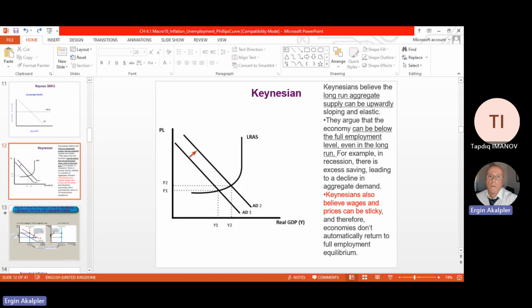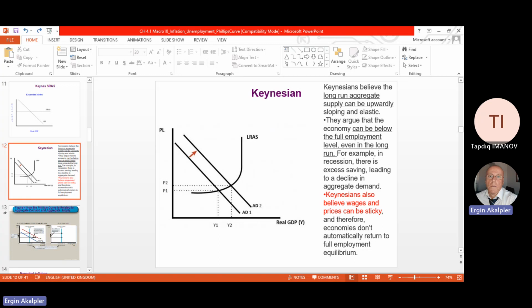And when we are looking at the long run aggregate supply curve for Keynesian economics, we are understanding that the Keynesians believe the long run aggregate supply can be upwardly sloping and elastic, as it is indicated on the graph. It is a little bit elastic, and it goes from, let's say, a horizontal line on the real GDP, and in the intermediate period of time, it will become effective from the price changes, and in the long run, it will again become ineffective for the price changes. The Keynesians argue that the economy can be below the full employment level even in the long run.